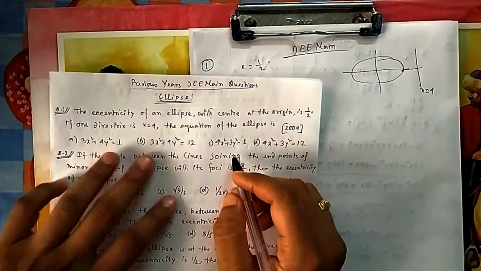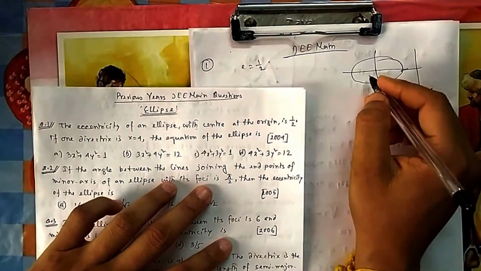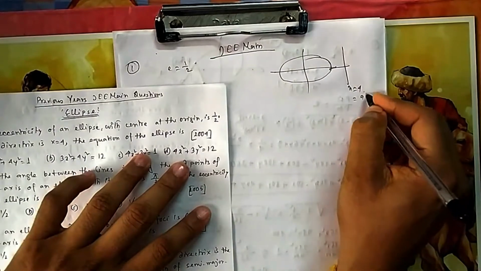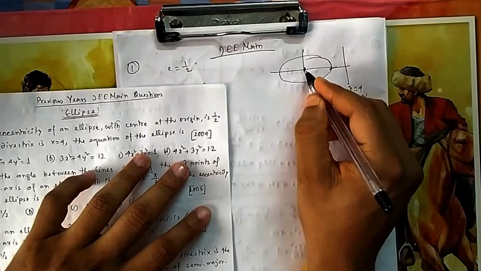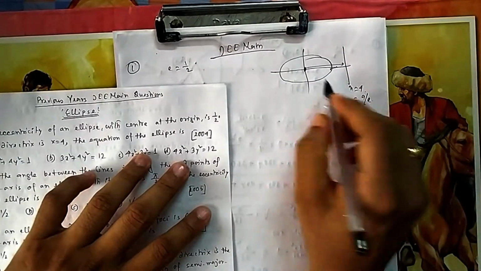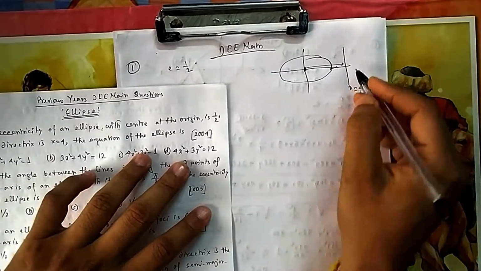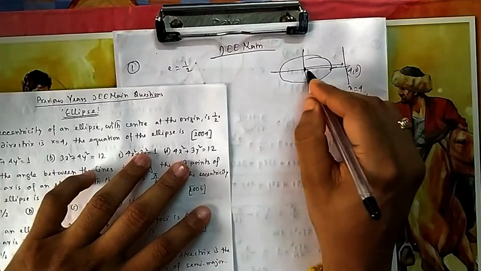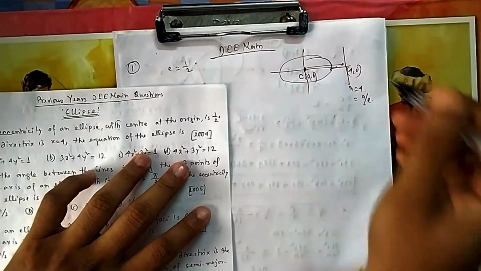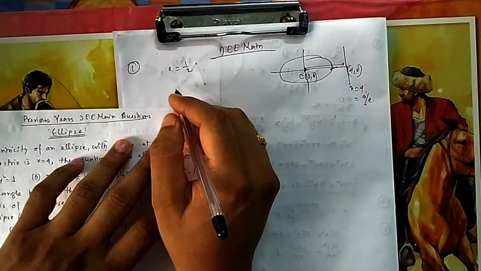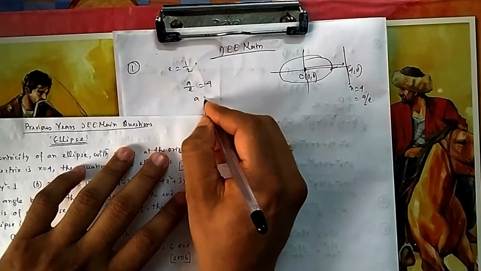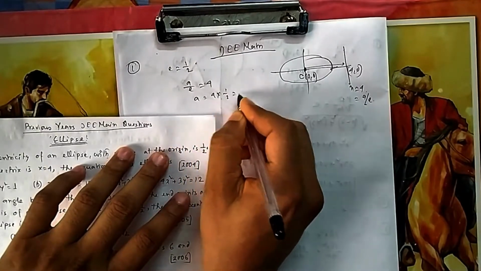Now they are asking you the equation of the ellipse. So this is a standard one. Center to the directrix distance is a by e. So this point is (4, 0). From center, because it is at (0, 0), center to this point is a by e. So a by e is given as 4. e is half, so a is equal to 4 into half, that is 2.